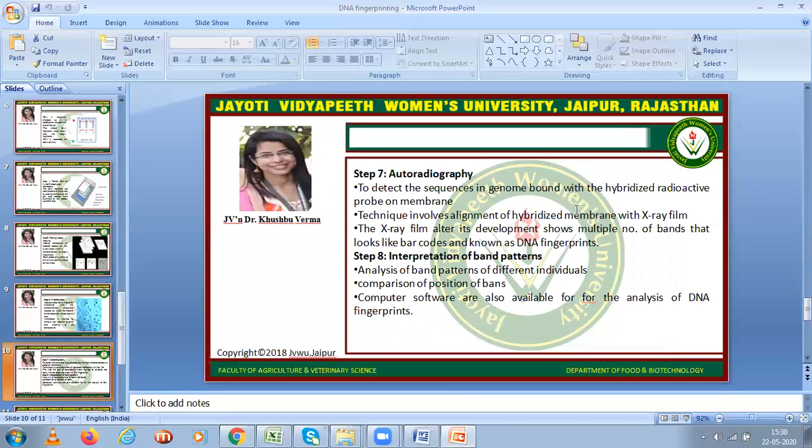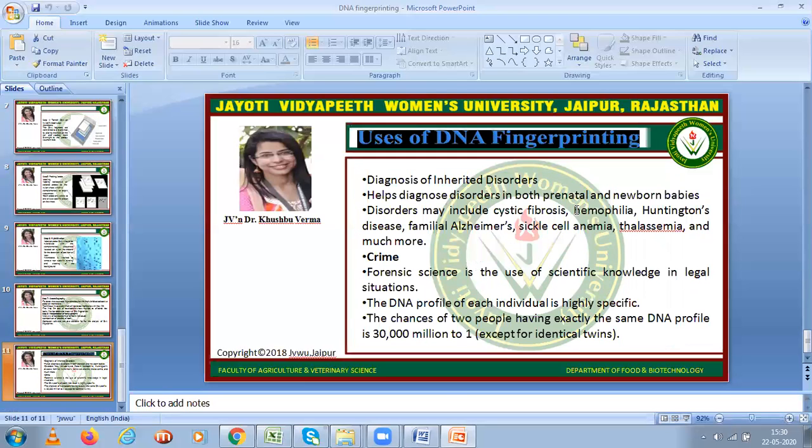Seventh step is autoradiography, to detect the sequences in the genome bound with the hybridized radioactive probes on the membrane. The technique involves alignment of the hybridized membrane with X-ray film. After development, the X-ray film shows multiple bands that look like barcodes, known as DNA fingerprints. Eighth step is interpretation of band patterns: analysis of band patterns of different individuals and comparison of the position of the bands. Computer software is also available for the analysis of DNA fingerprinting.